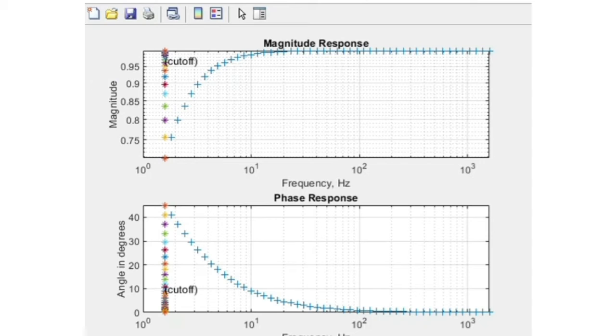So from subplot, 211 means the plot is put like this. It has 2 graphs and 1 means the first graph. And 212 has 2 graphs and the plot is put in the second. So from text, we label the cutoff. For the magnitude response it is over here, and for the second, the phase response, the cutoff is over here.